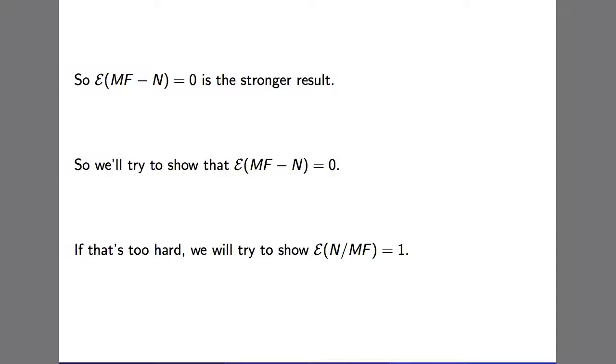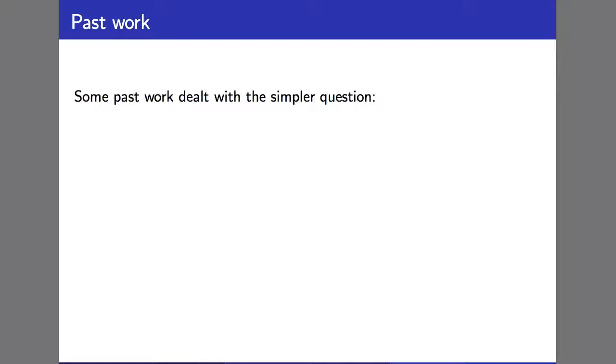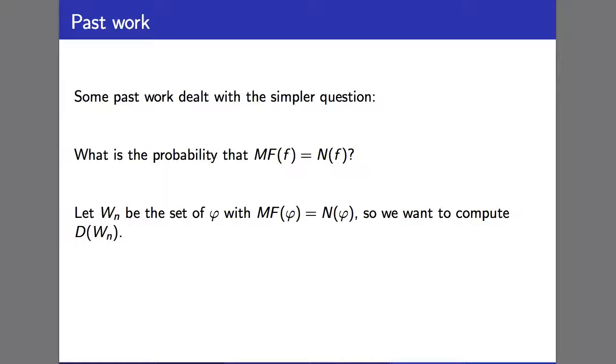All right, so some past work, just to give you a little review of what we've been doing in the past. We first dealt with just a simpler question, just what is the probability that they are equal? Towards that end, we talk about this set. Wn means the set of phi where they are equal. These have the Beckon property. And let's compute the density of Wn. That's the probability that they are equal.